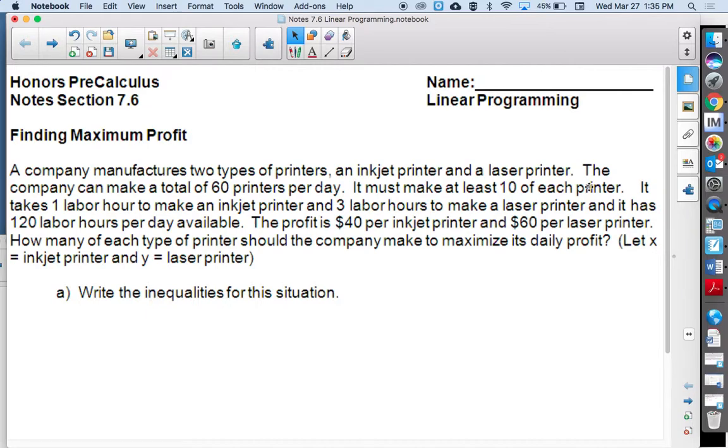There's a lot to look at. Some of the information is extra and is not going to be part of the inequalities.